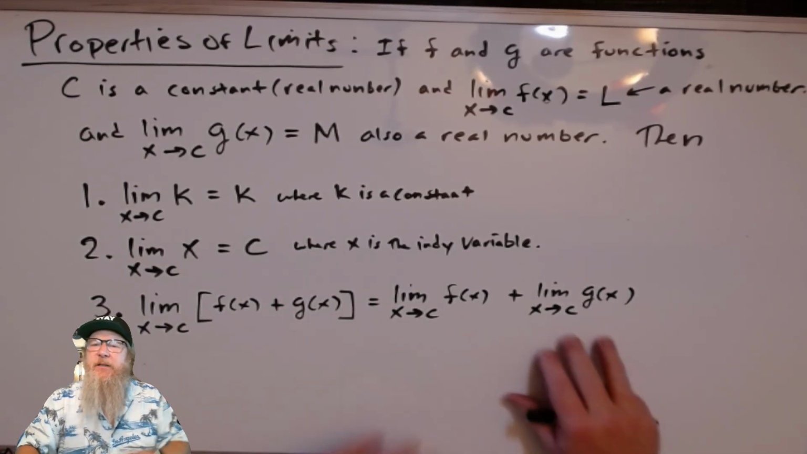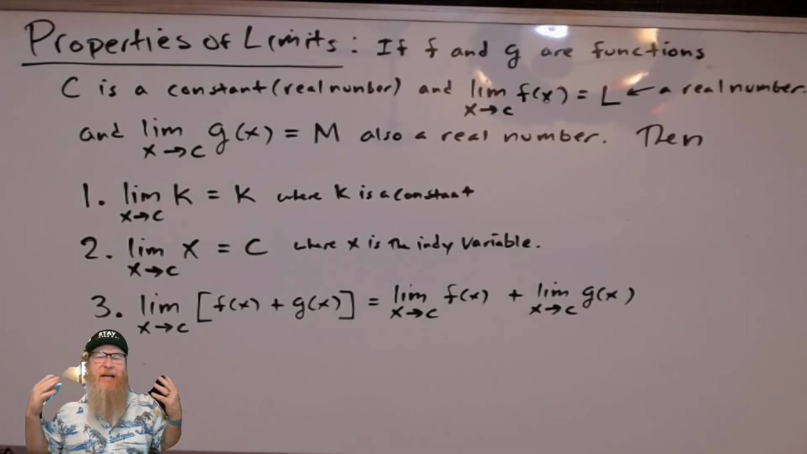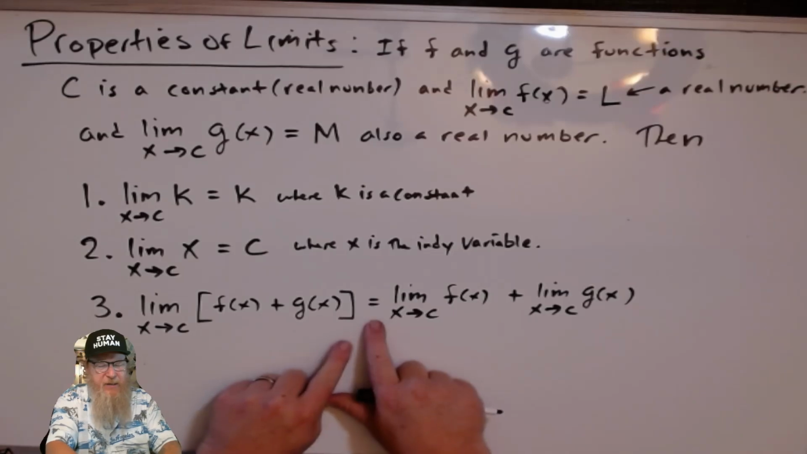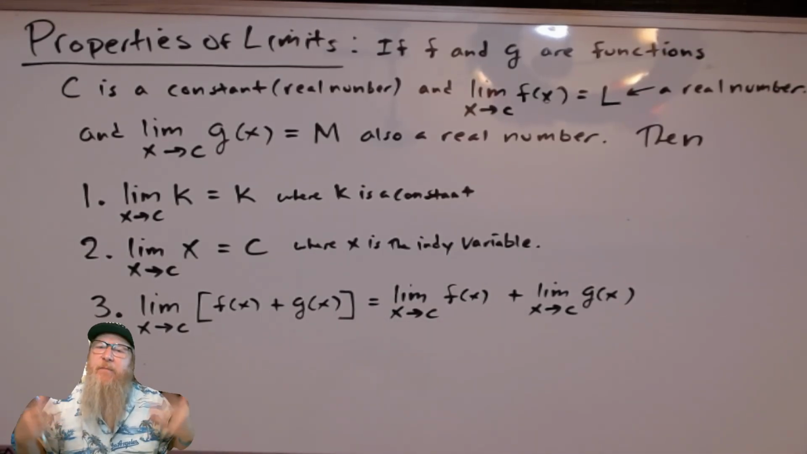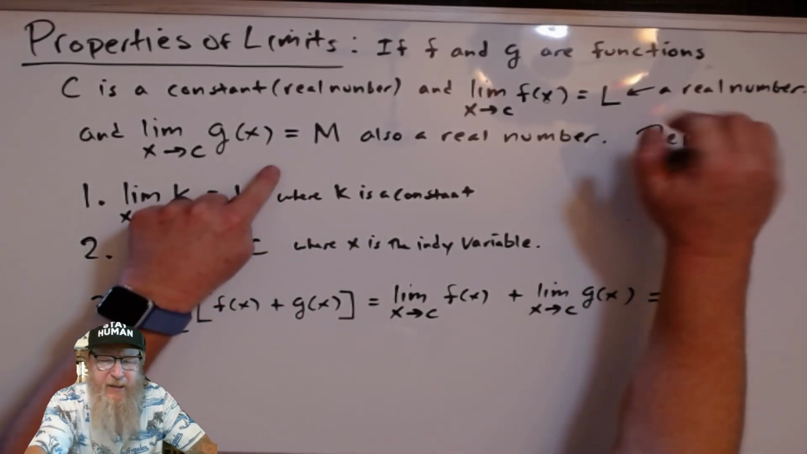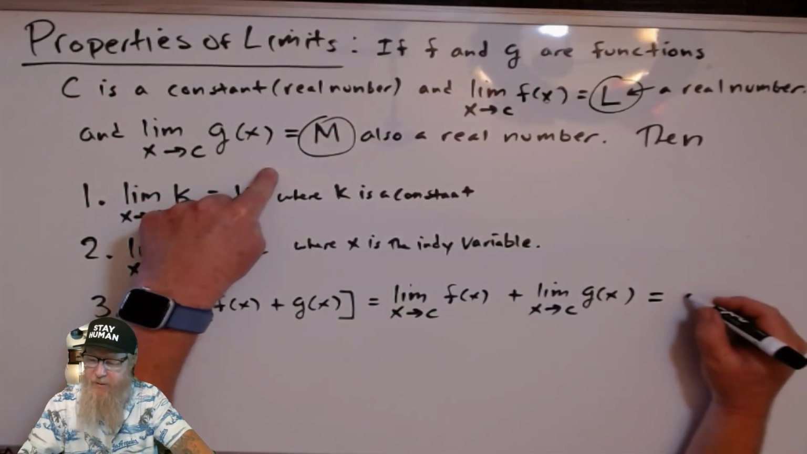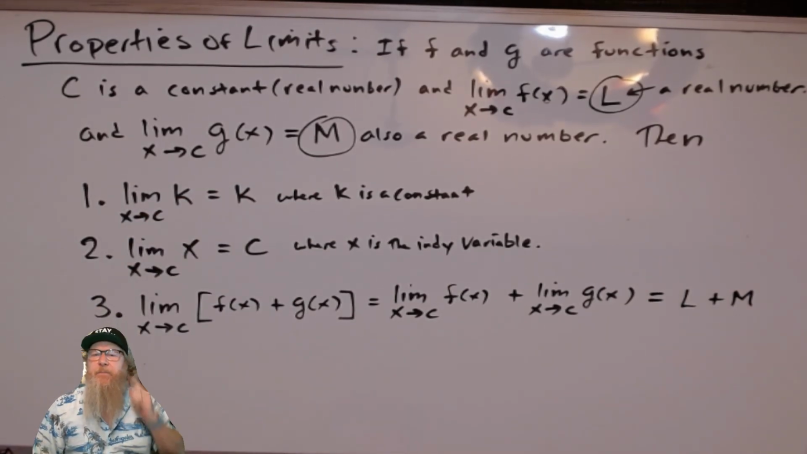So the way I memorize this, because I'm a sort of auditory learner, I like to close my eyes and just memorize the way things sound. So this is: the limit of the sum is equal to the sum of the limits. Now, since we know what these limits are, those are real numbers, we get a nice real number answer, L plus M.